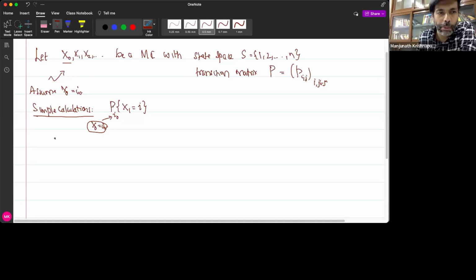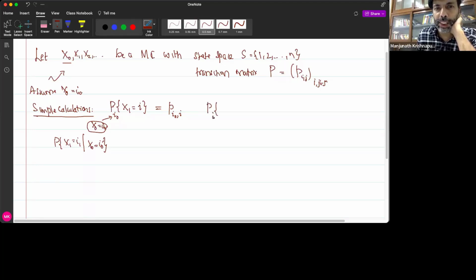Some people prefer to write probability x1 equal to I1 given x0 equal to I0. Both are okay. I will just, for simplicity, write like this. So what is this probability? Well, we know that it is at state I0, so from I0 it has to immediately go to I1. That probability is given by the transition matrix, which is P I0 to I1. That's all, right? So very simple. Let's do one more.